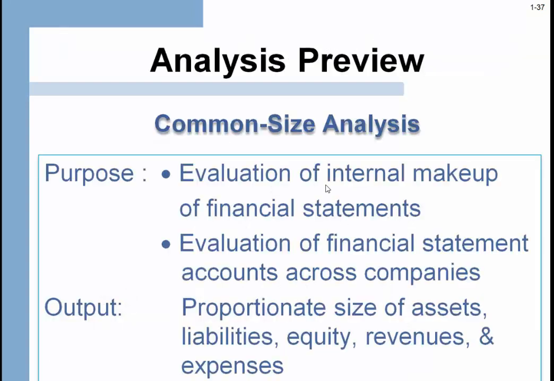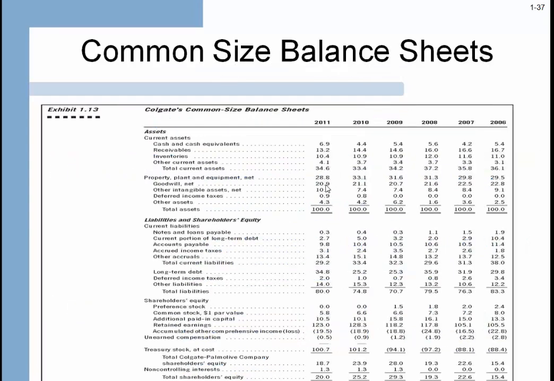So we can also do something called common size analysis. And what you're doing is you're restating the financial statements based on a percentage. So if we look at the assets, for example, from 2011, cash and equivalents was 6.9% of the total assets for the year. And if you look here, we have a trend over the last 5 years, 6 years actually, that that's the highest cash and cash equivalents balance that the company has ever had.